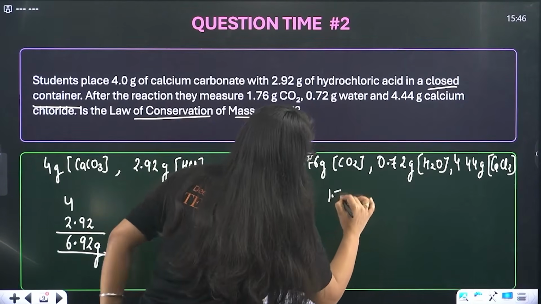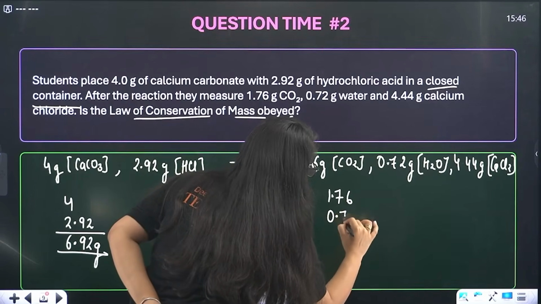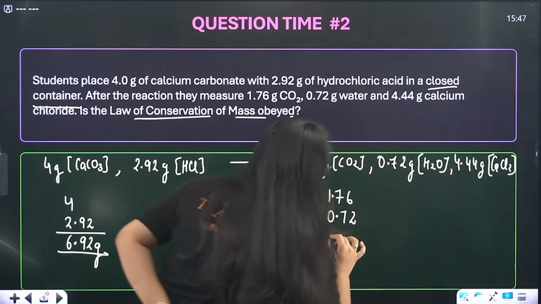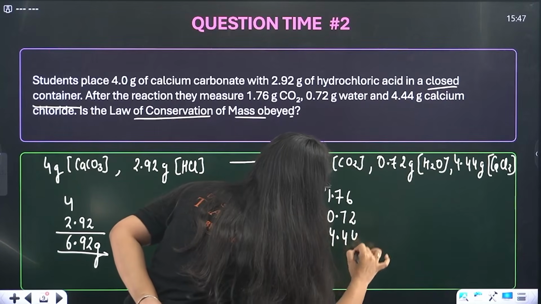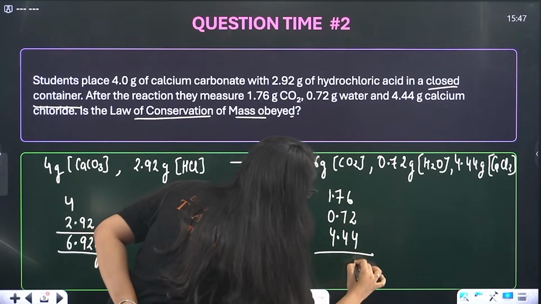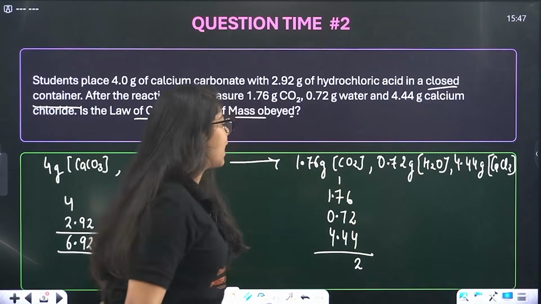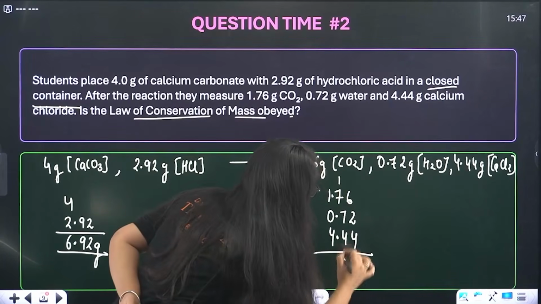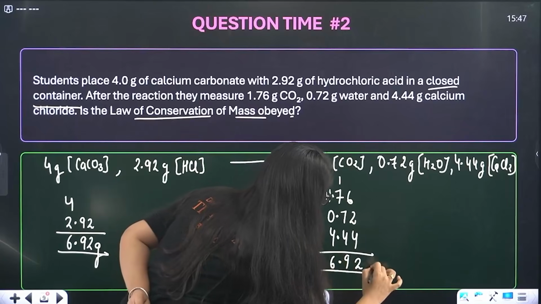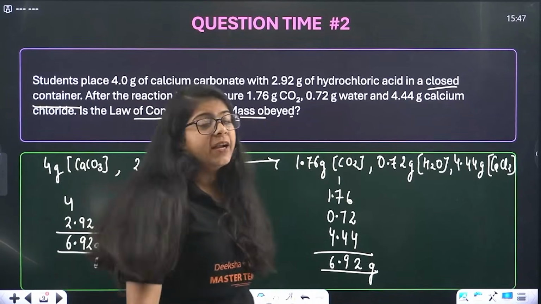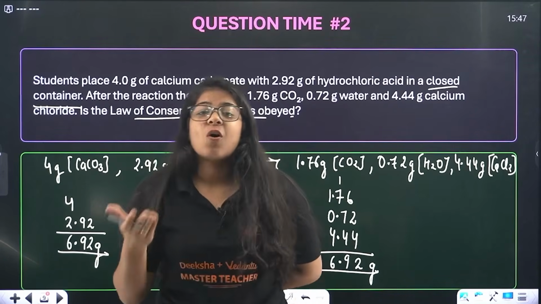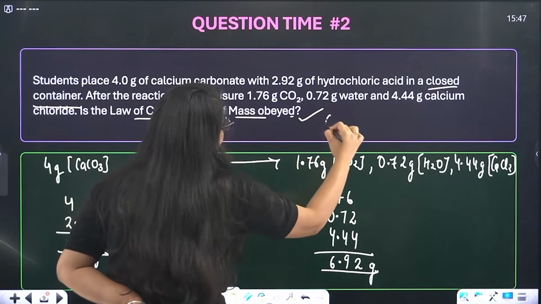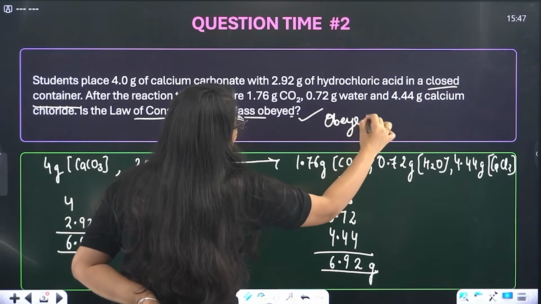Now, how will you add these? Ma'am, these are 1.76, 0.72, and we have 4.44. How much will this be? 6, 4, 10. We have 2, 1 on the carry, 8, 7 and 7, 14 and 5. That is 19 and 1 upper, 6.92 gram. And beta, these are same. So obviously the law of conservation of mass is obeyed. It is obeyed, right?